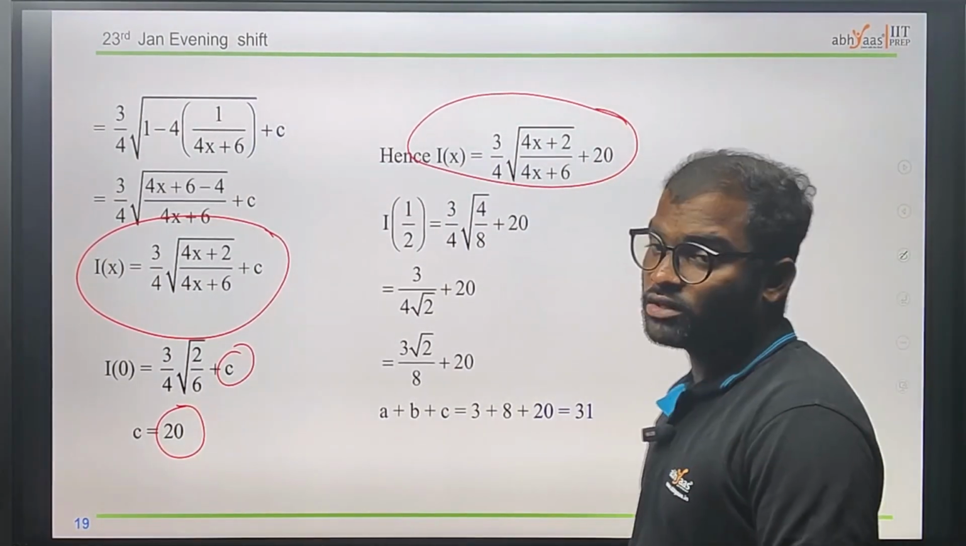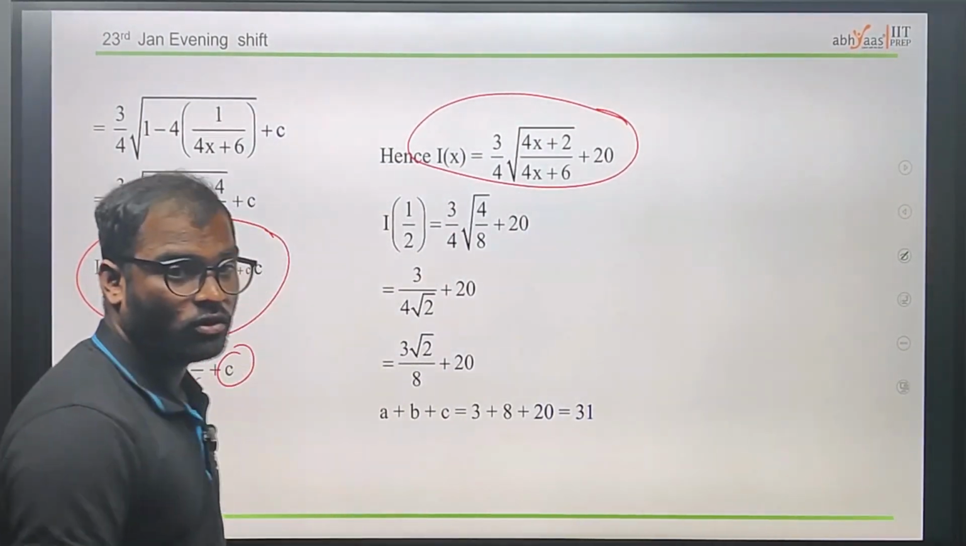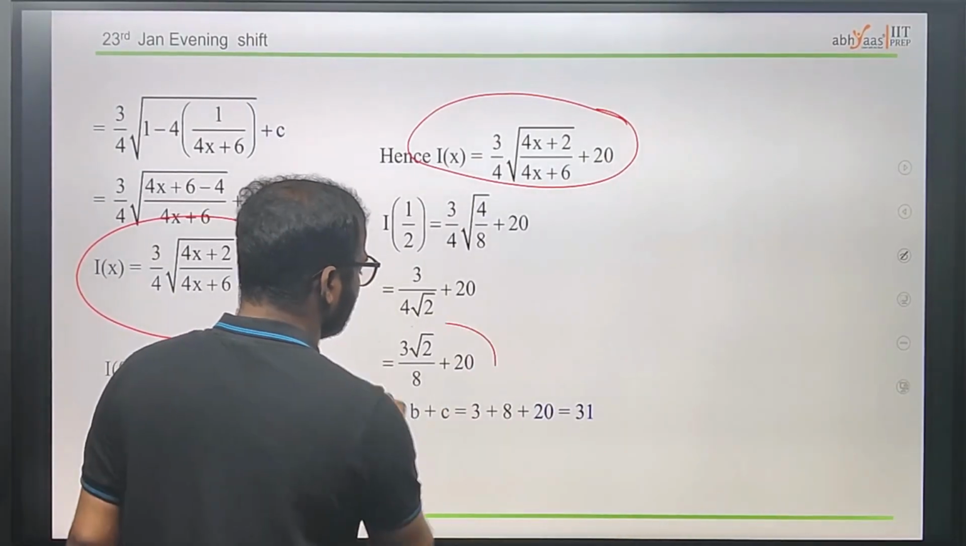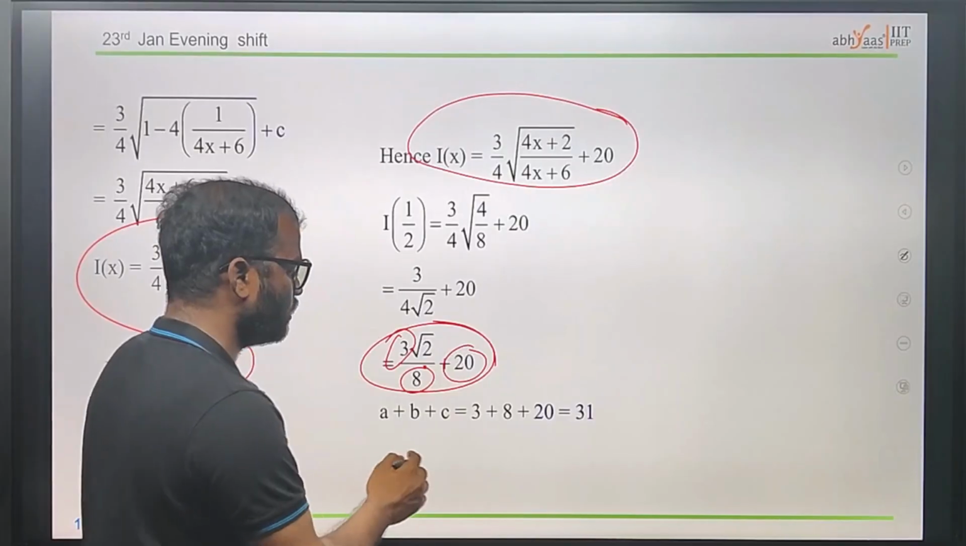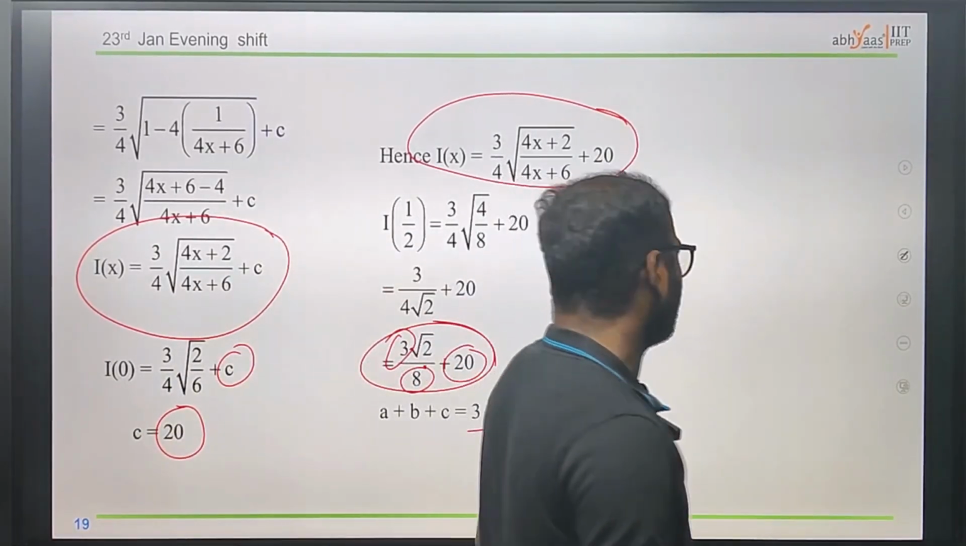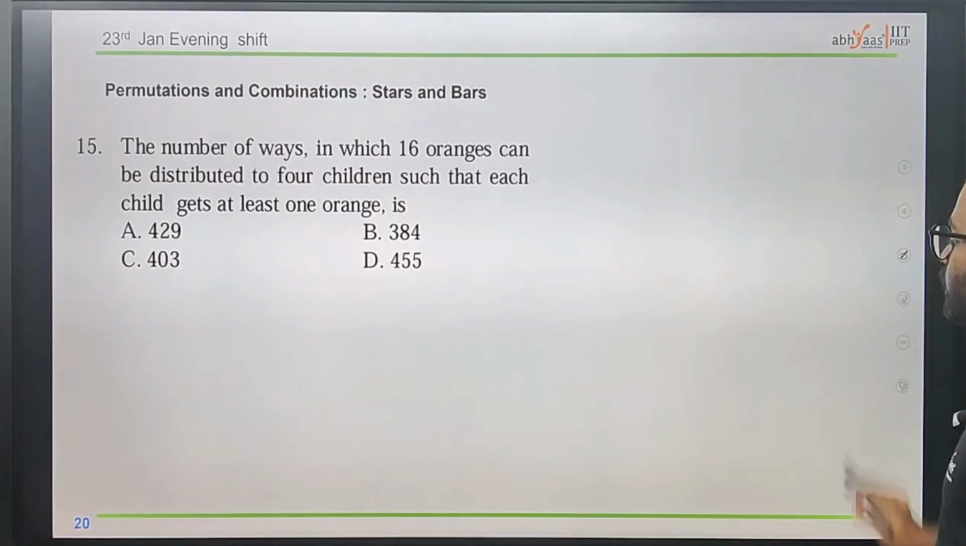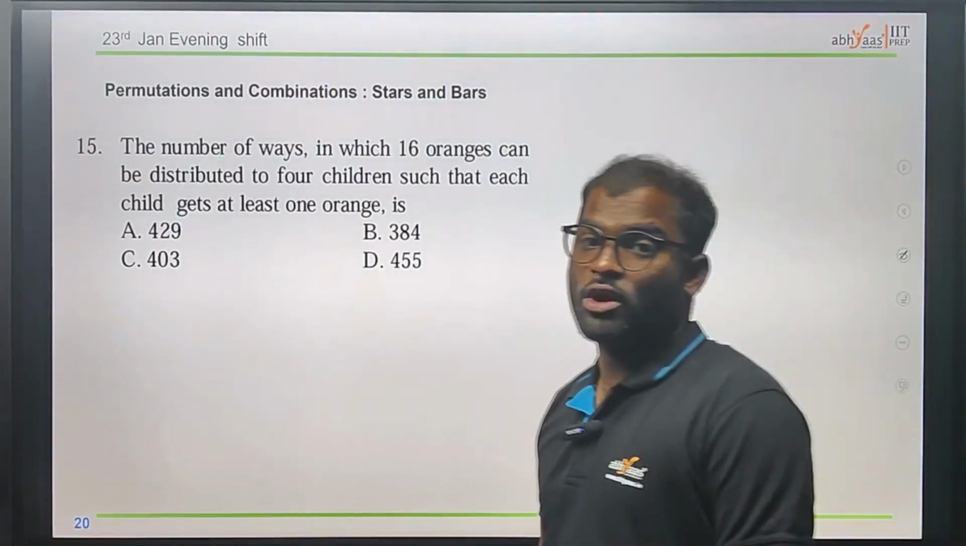Now we just use the condition they have given and compare with that. After comparing, we can easily find what a, b, c are: 3, 8 and 20, which gives 31 as our answer. Now come to the next question, which is based on permutations and combinations.